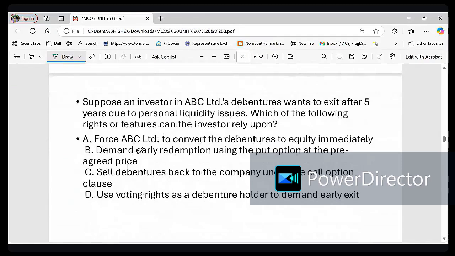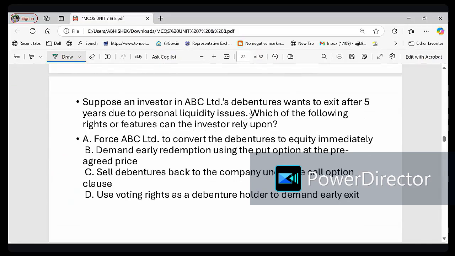We have discussed the call option, which is exercised by the company. Now let's see what the investor can do. Let's see this particular question. ABC Limited issues a debenture with this feature: again, 7-year maturity, call option after 3 years and put option after 5 years.